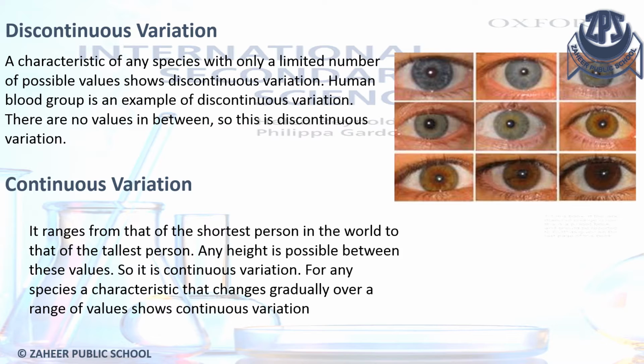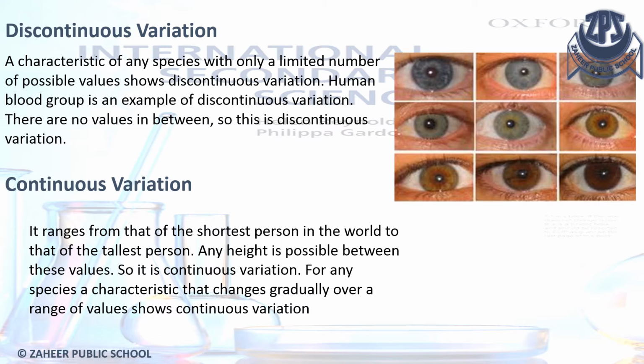There are two main types of variations: discontinuous and continuous. Discontinuous variations are those with only a limited number of possible values, and they can easily be represented by a bar graph and are controlled by a few genes. For example, tongue rolling, fingerprints, eye color, blood group, etc.